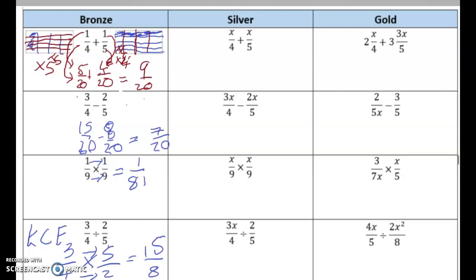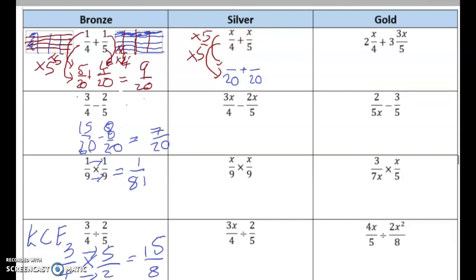This is part 2 of the 3 parts on adding, subtracting, multiplying and dividing fractions. This is the first step of the algebraic ones. In essence, this doesn't change too much. When you want to make these have equivalent fractions, you're still writing them as 2 equivalent fractions. Here we've multiplied top and bottom by 5. So we're going to do the same thing.